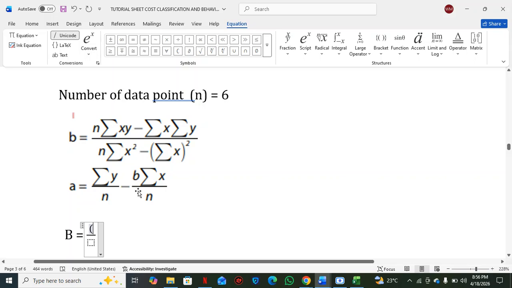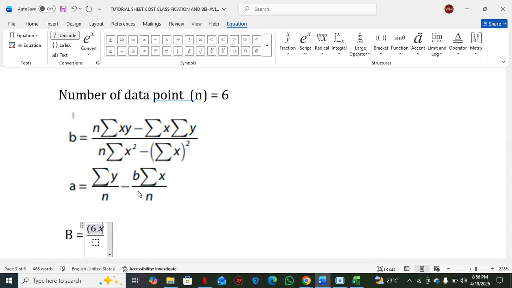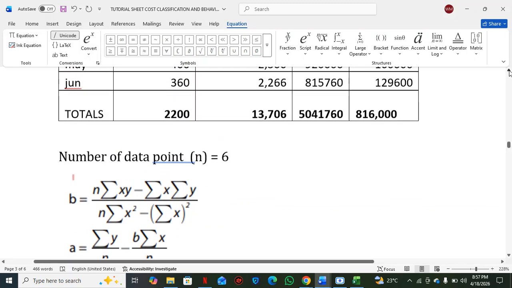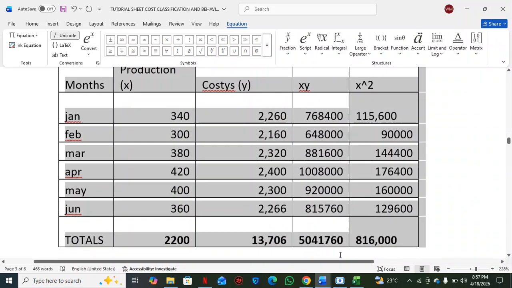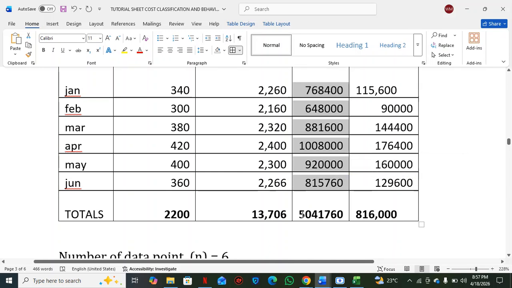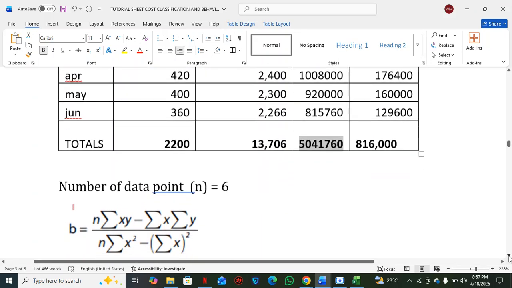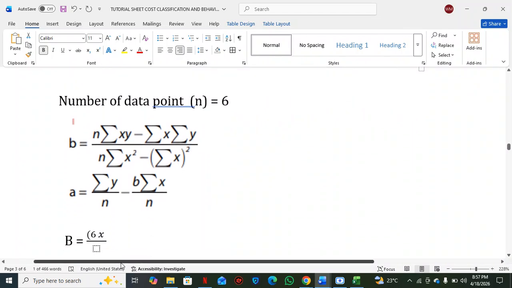So n is 6, so you're going to say 6 times this sigma, summation of x and y, which is just saying the total of the product of x and y, which is in our table here. You come to the x and y column here. The total is 5,041,760. All these figures, I'm getting them from the table.